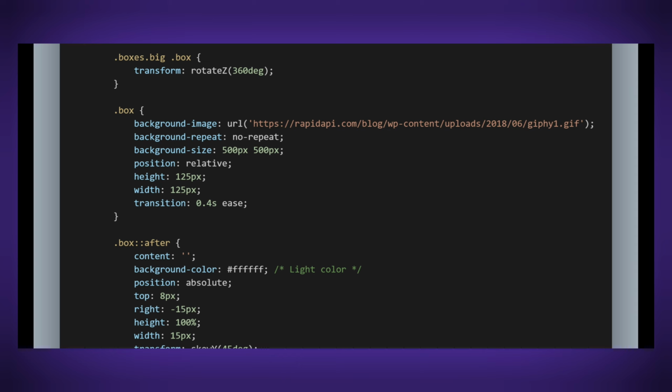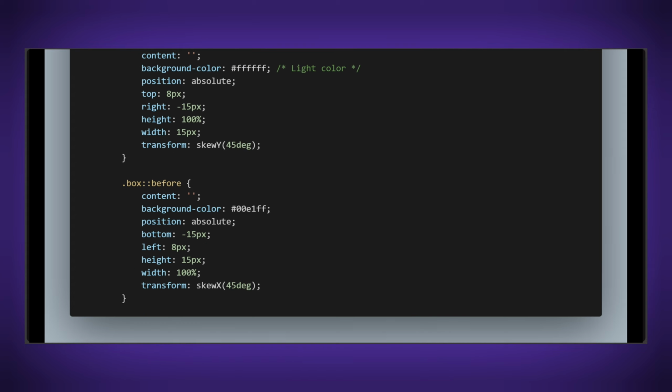Box, after, content. Background color, #FFFFFF. Position, absolute. Top, 8px. Right, -15px. Height, 100%. Width, 15px. Transform, skewY 45 degrees. Box, before, content. Background color, #00E1FF. Position, absolute. Bottom, -15px. Left, 8px. Height, 15px. Width, 100%. Transform, skewX 45 degrees.